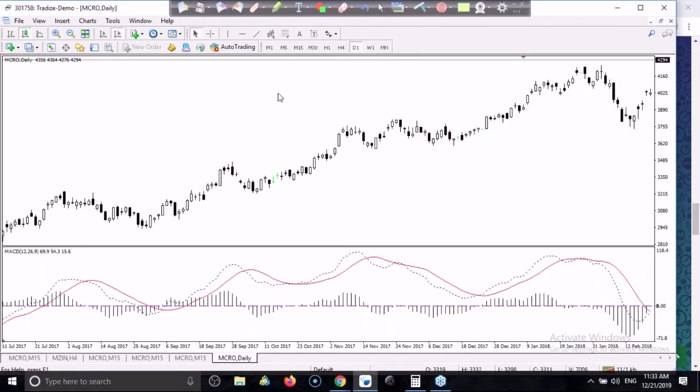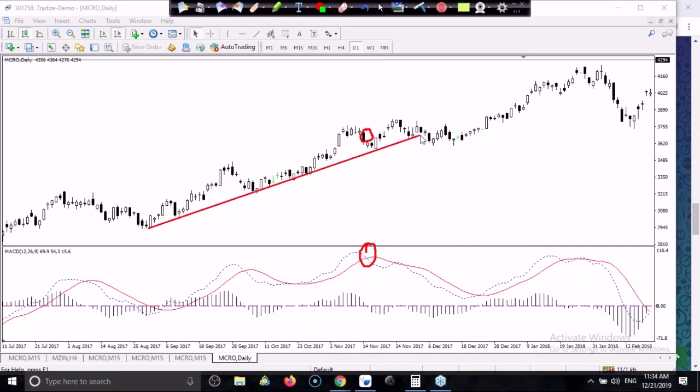So for the sell, let me show you, we have seen some sell opportunity in this area. Have you seen? So exactly we have seen here. All right. So in that case, I want to draw a trend line by connecting this trend line.